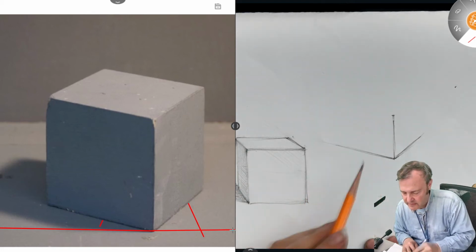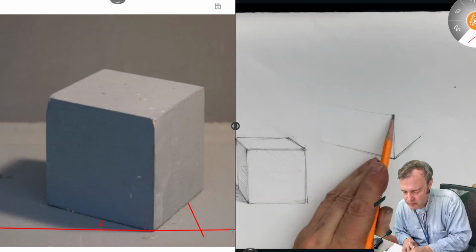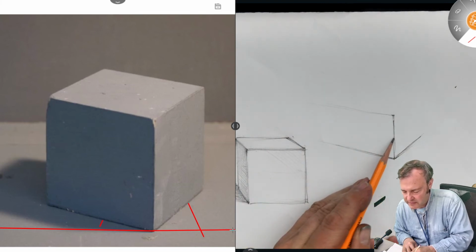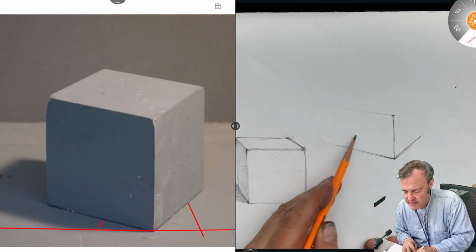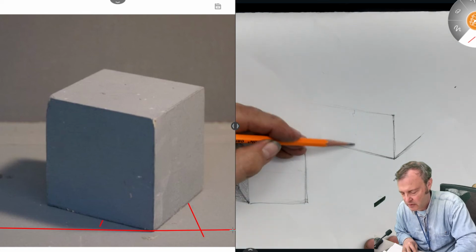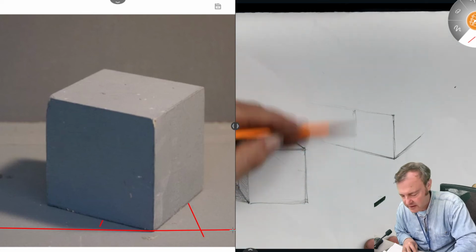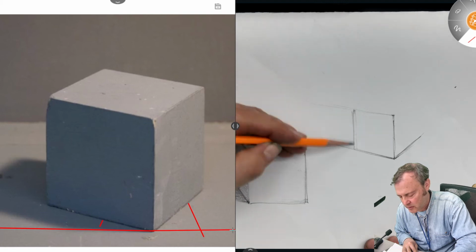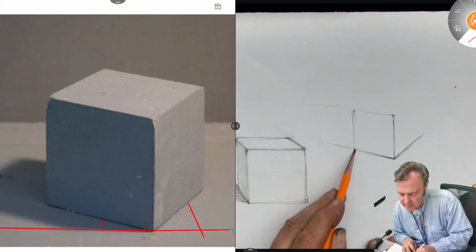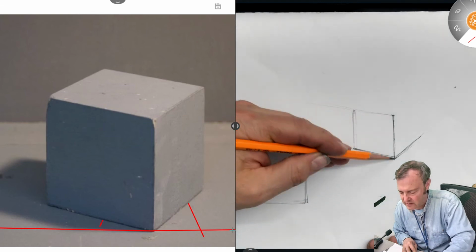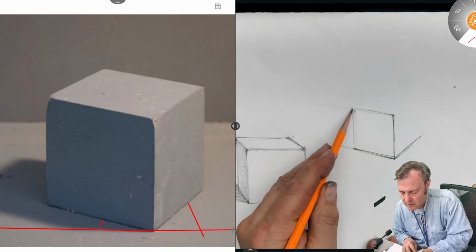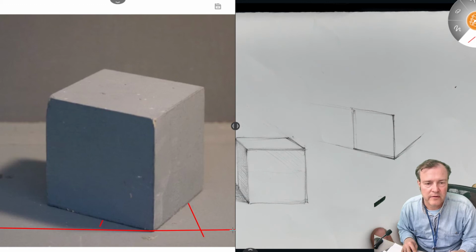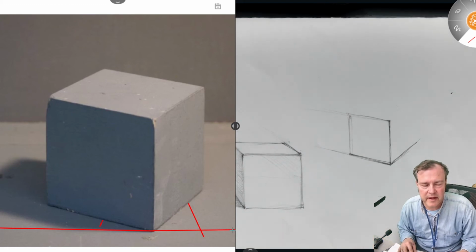This line has to converge with this one, again because this is just a little bit closer to us than this one over here. And this side is not foreshortened much because it's not tilting away from us. So this should be almost as long as this. So we end up with something like that for the face of it.